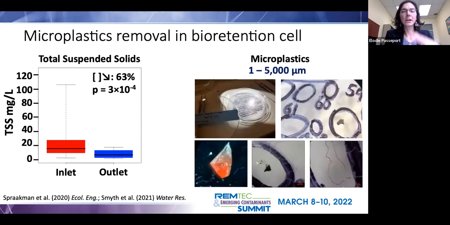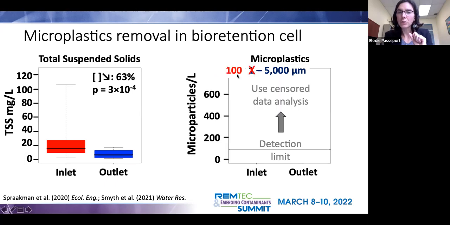Okay, so we wanted to look at microplastics. And I want to insist that microplastics are defined as plastic particles between 1 and 5,000 micrometers. Below this is the nanoplastic. What we did is that we looked at the 100 micrometer to 5,000 micrometer size fraction. Why? Because it's easy to analyze.